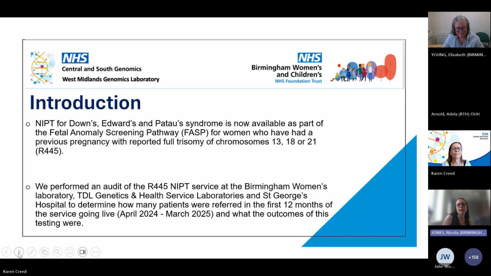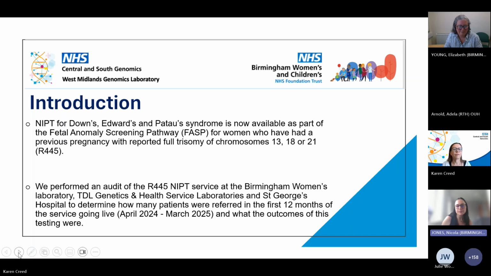So I performed an audit on the R445 NIPT service, which included data from Birmingham Women's Laboratory, the TDL Genetics and Health Service laboratories and St George's Hospital to determine how many patients were referred in the first 12 months of the service going live and what the outcomes of this testing were.